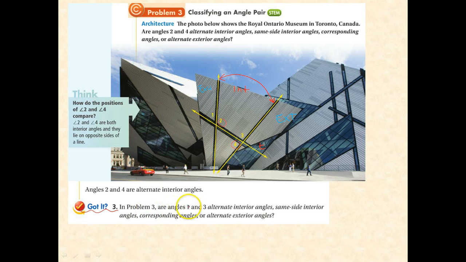So in problem 3, angles 1 and 3, are they alternate interior, same side interior, corresponding or alternate exterior? Well, 1 is in the exterior, 3 is in the interior. We can think about this as being like top left of that line, top left of this line. So they're actually corresponding angles.